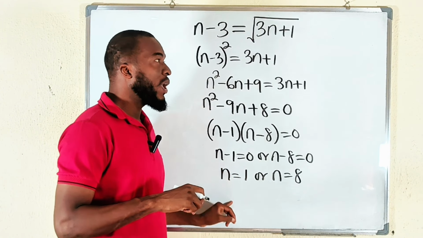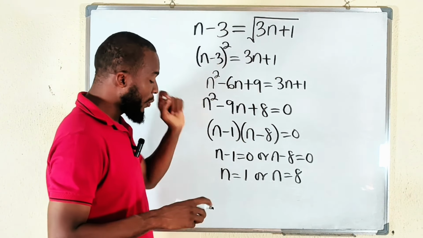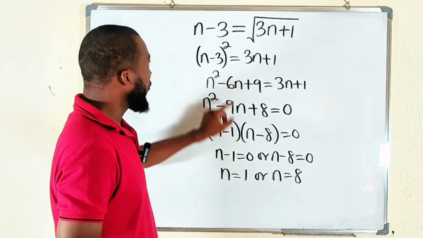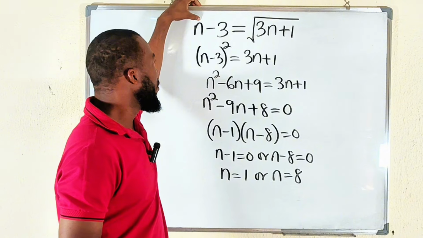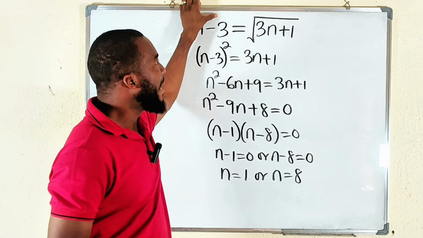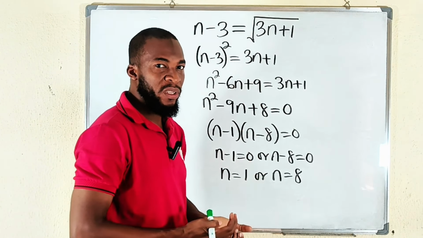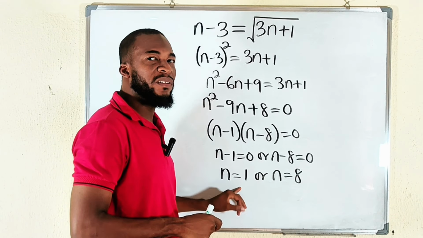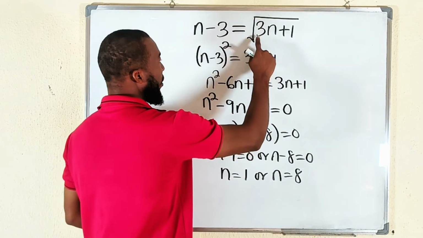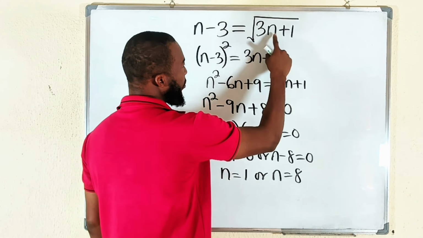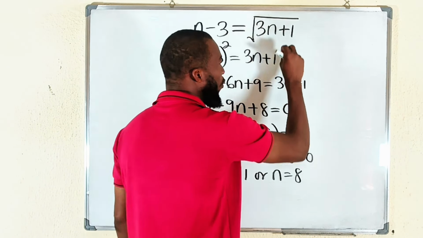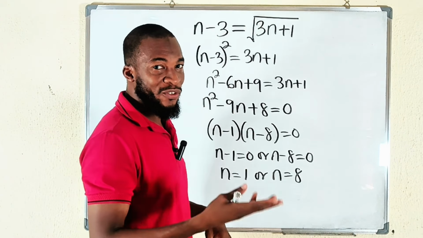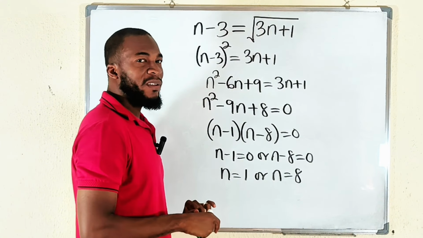But remember, we have to check back in the main problem. So let me start with 1, and we can do that mentally. If n is 1, from the left-hand side, you can see 1 minus 3 will give us negative 2. Remember, the output for a square root will never be negative. And hence, this will not satisfy. But if you like, you can continue testing. 3 times 1 is 3 plus 1 is 4. Square root of 4 is 2. But remember, we got negative 2 on the left-hand side, which is not the same thing as 2, right? Therefore, 1 will not satisfy that.